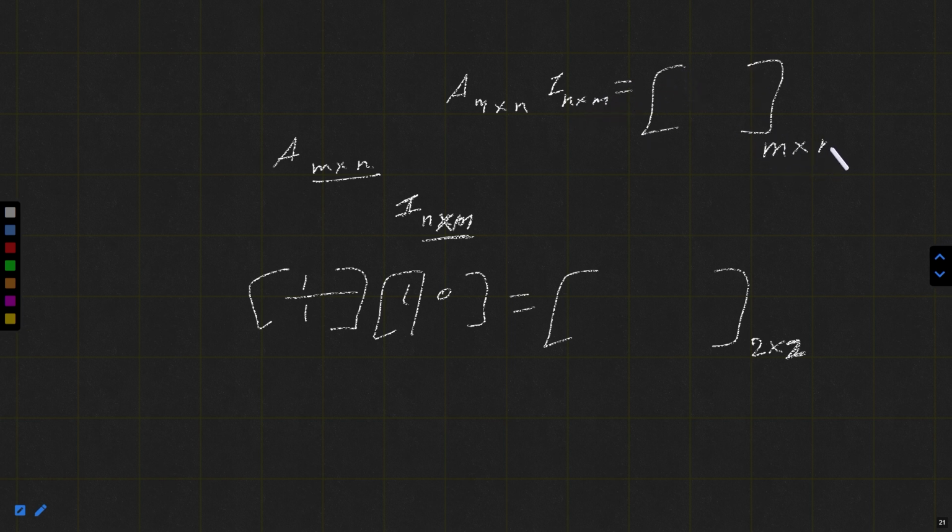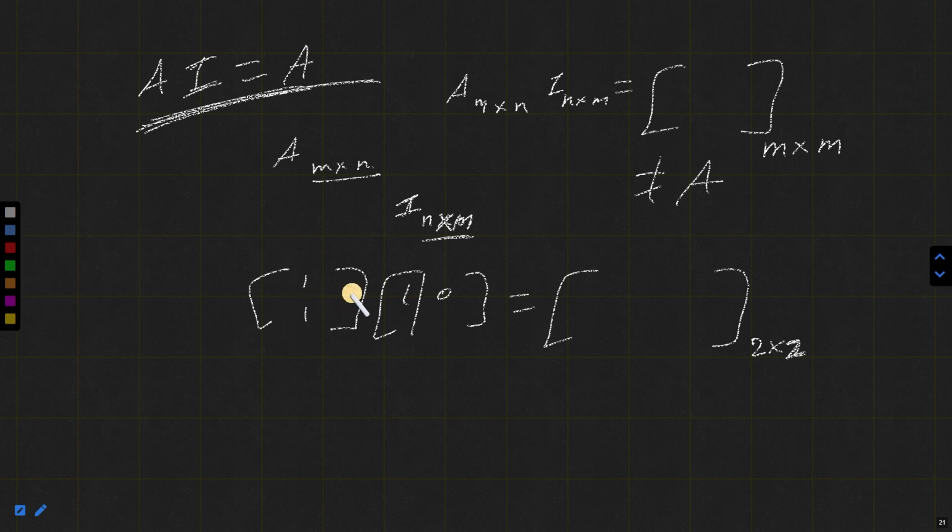M cross M. But this means this cannot be equal to A. But what we want is such a matrix I such that the output must be A. The output must be A. So for example, that's why I took this example. This is 2 cross 1, and this is 1 cross 2. And the output will be, if you try to see, 2 cross 2. Something like that.